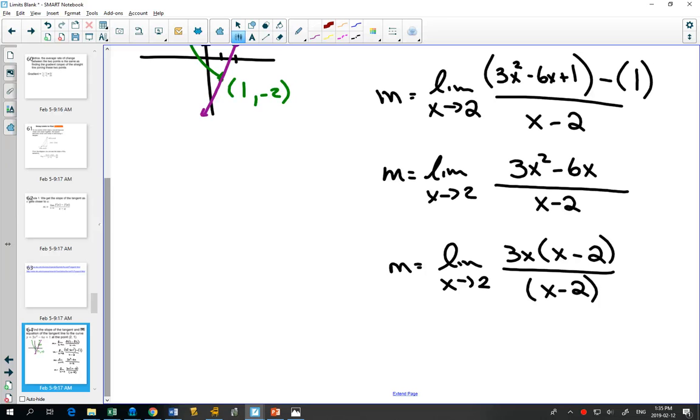That is very nice. And what does that mean? That means that our x minus 2's cancel out. And now can you evaluate the limit? You can just plug in 2 now. 3 times 2 is 6. And so we can tell that the slope of that purple line is 6. A little bit of review from grade 10.